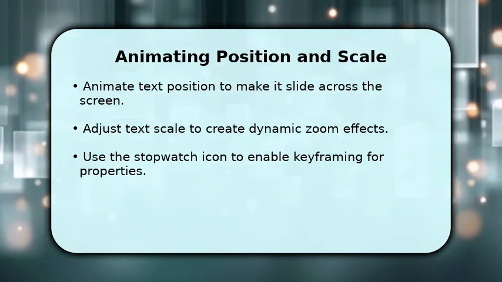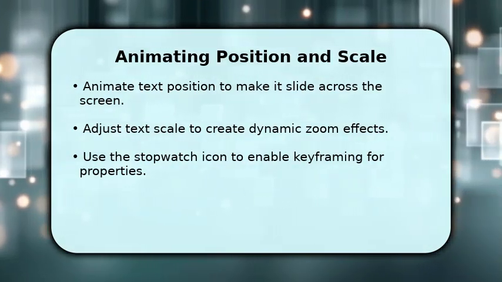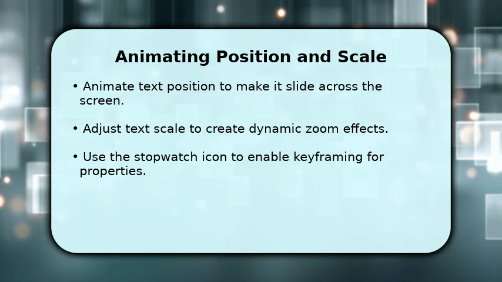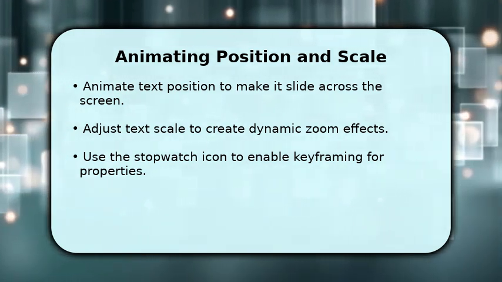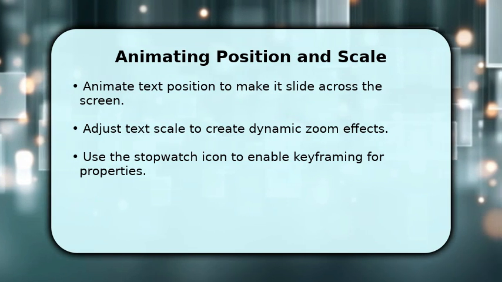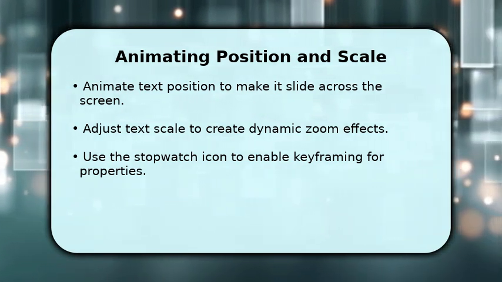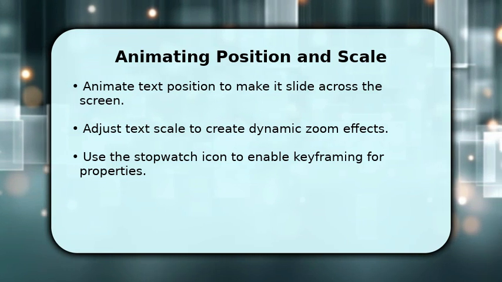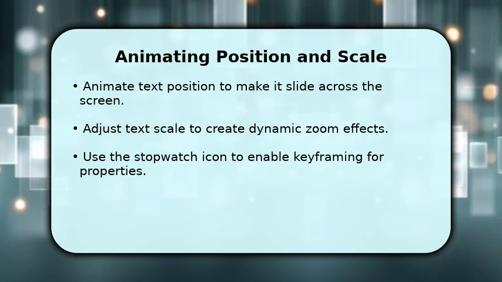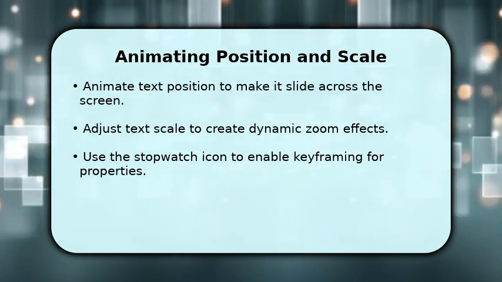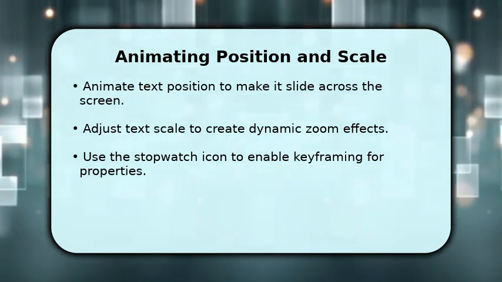Now, let's animate the text's position and scale. In the Effect Controls panel, find the Position and Scale properties under your text layer. Click the stopwatch icon next to each to enable keyframing. Move your playhead to the desired start point, set initial values, then move the playhead and adjust values again. Premiere Pro automatically creates keyframes, making your text move smoothly.